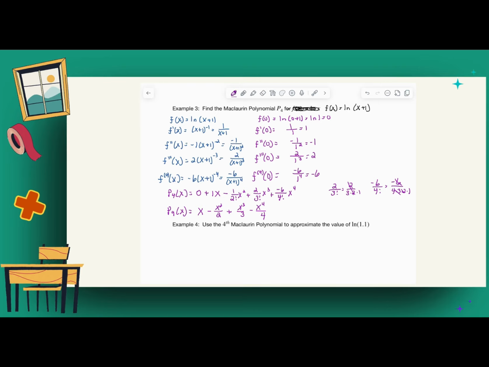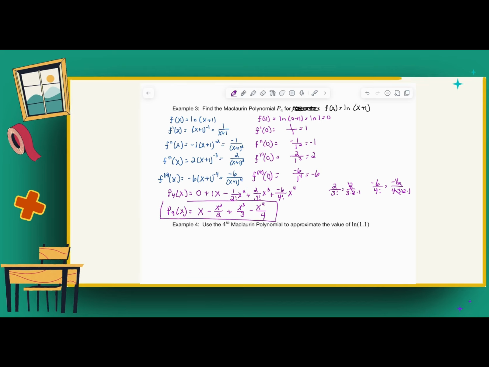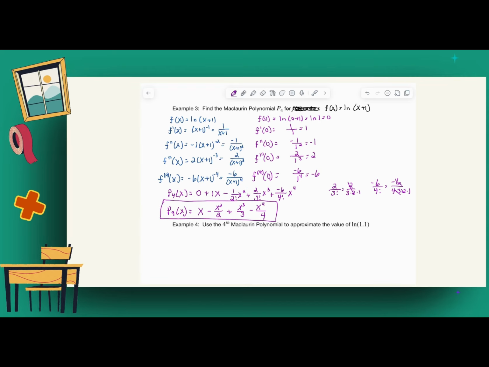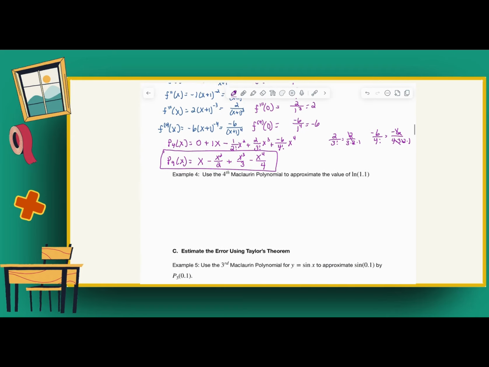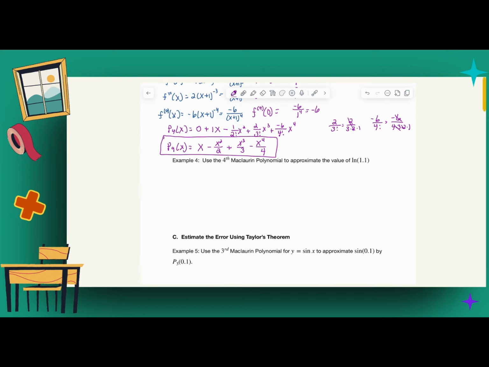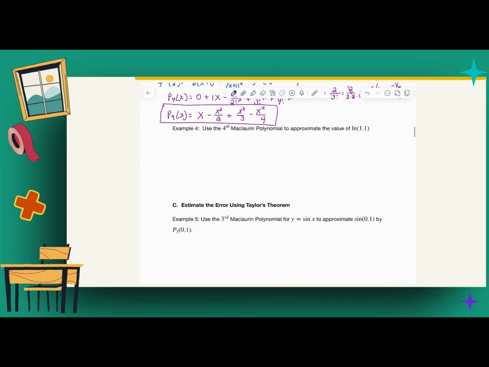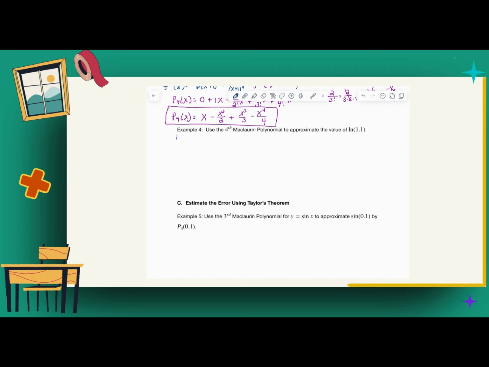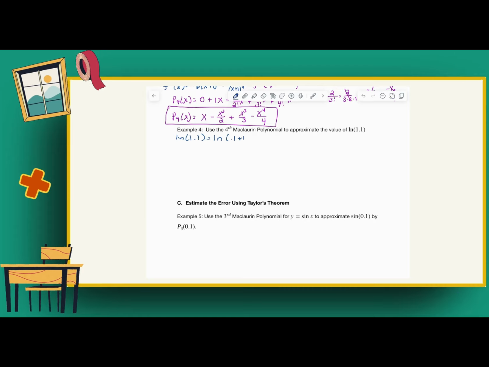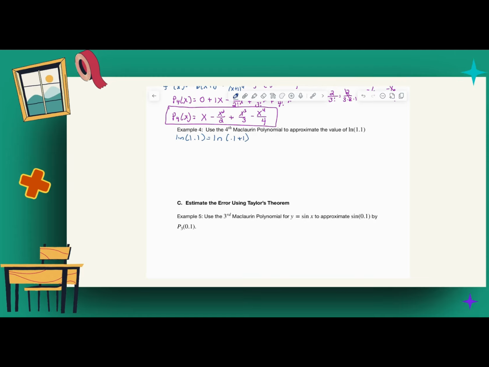Maclaurin polynomials are super useful when your function is easily differentiable at 0 and you're approximating near 0. Now let's use the fourth Maclaurin polynomial to approximate the value of the natural log of 1.1. Since the natural log of 1.1 is equal to the natural log of 0.1 plus 1, I'm going to use the Maclaurin polynomial we found in the last example to approximate this.